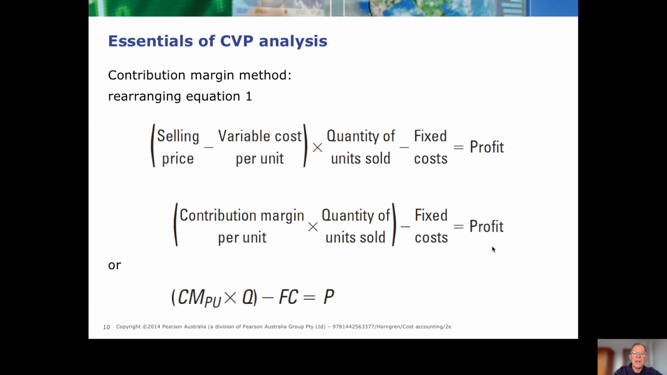Rearranging the formula, what we can say is, for every unit we sell, imagine the selling price was $20 and the variable cost was $10. Every unit we sell, $10 is contributing towards covering my fixed costs and profit. So the $10 times the quantity of units we're selling will give me my total contribution margin, minus my fixed costs will give me my profit at the end.